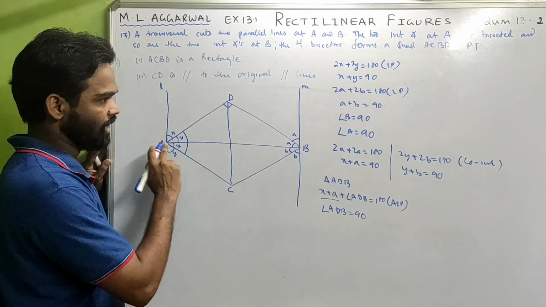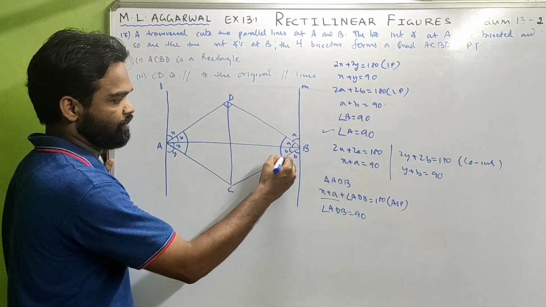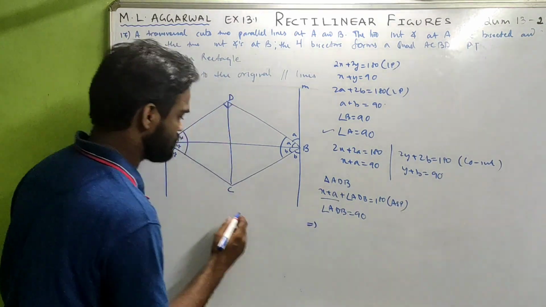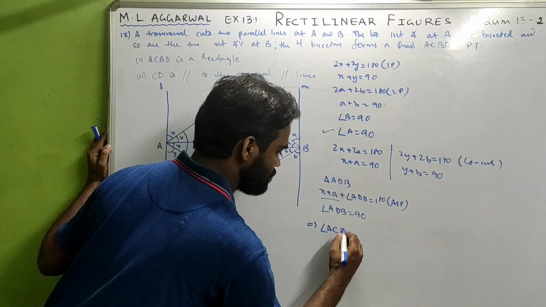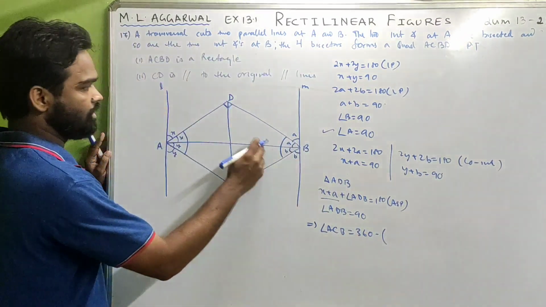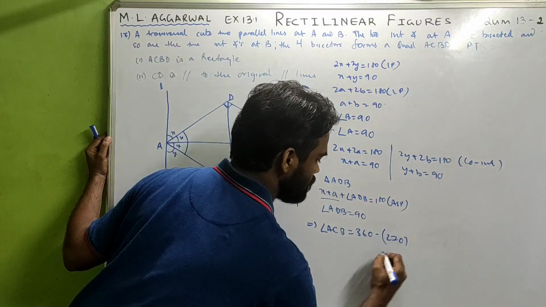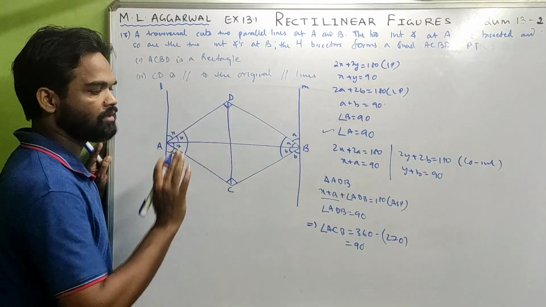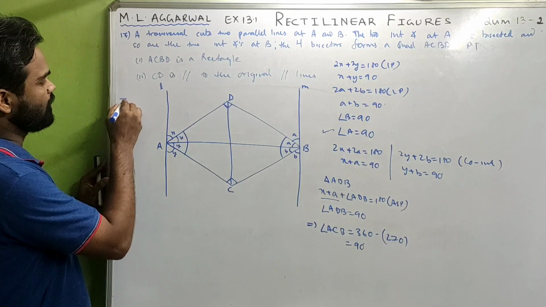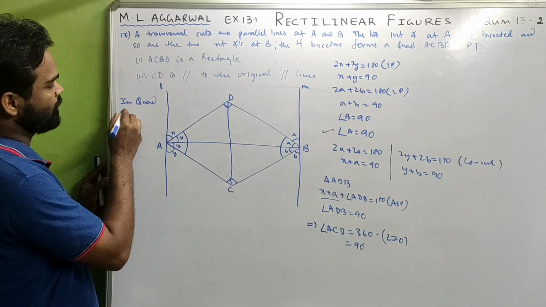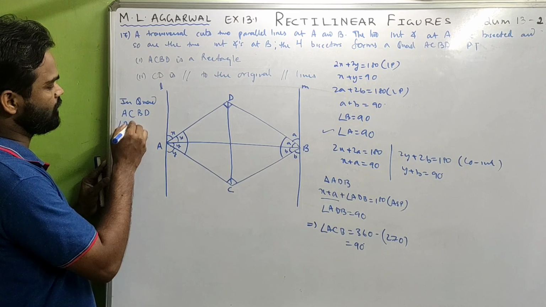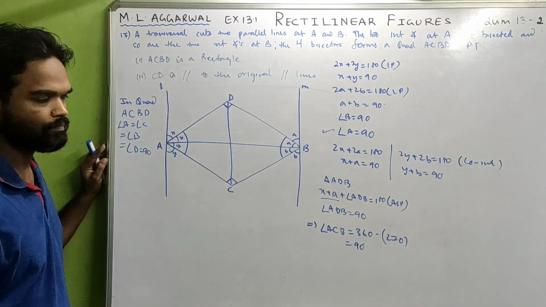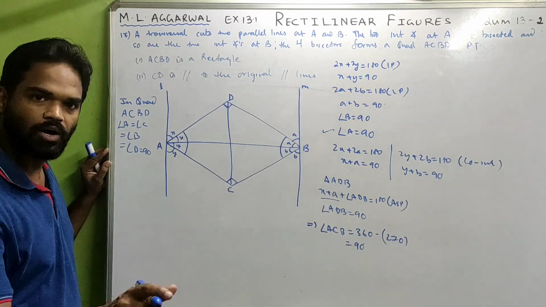In quadrilateral ACBD, angle A is 90. Angle B is 90. This angle we got 90, which means angle C will be 360 minus 90 plus 90 plus 90, which is 270, so 90. Which means all the four angles are 90 degrees. So in quadrilateral ACBD, we just proved angle A is equal to angle C is equal to angle B is equal to angle D. That is 90 degrees. We proved. Now if you can prove that the opposite sides are equal, our work is done.